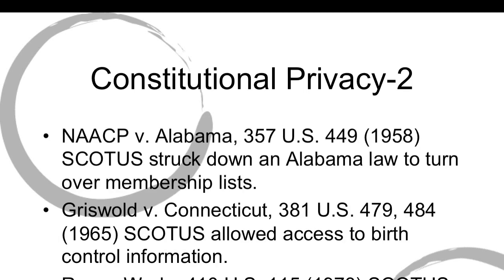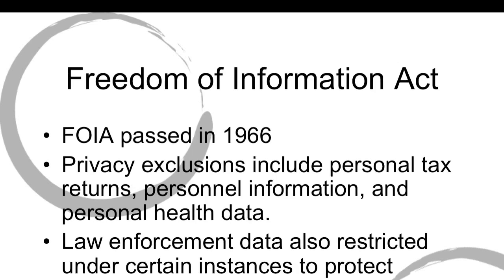There's also constitutional privacy. In NAACP versus Alabama in 1958, the U.S. Supreme Court struck down an Alabama law that provided restrictions to membership lists. Griswold v. Connecticut allowed access to birth control information, but Roe v. Wade in 1973, the abortion ruling, ruled that people had privacy and a right to that privacy when she had an abortion. Freedom of Information Act is a federal law passed in 1966, and there are privacy exclusions here.